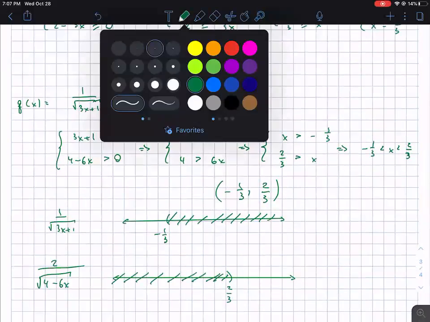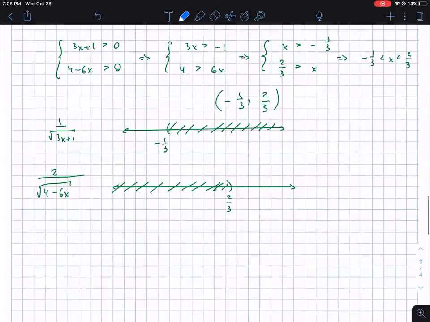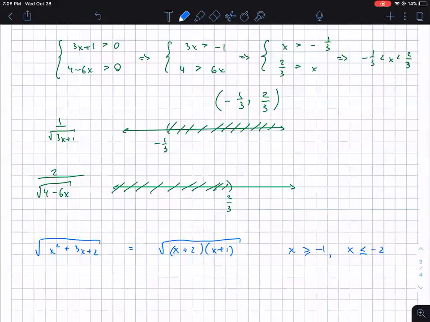Like if you have something like the square root of x squared plus 3x plus 2, you have to factor it first. And from there, you get x is going to be either bigger than -1 or x is less than -2. But that's a little bit more advanced, and I'm not sure we're really going to get there.